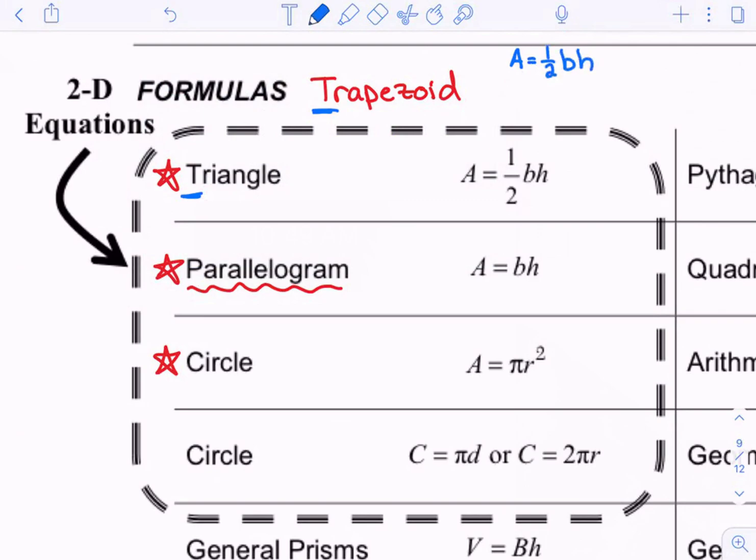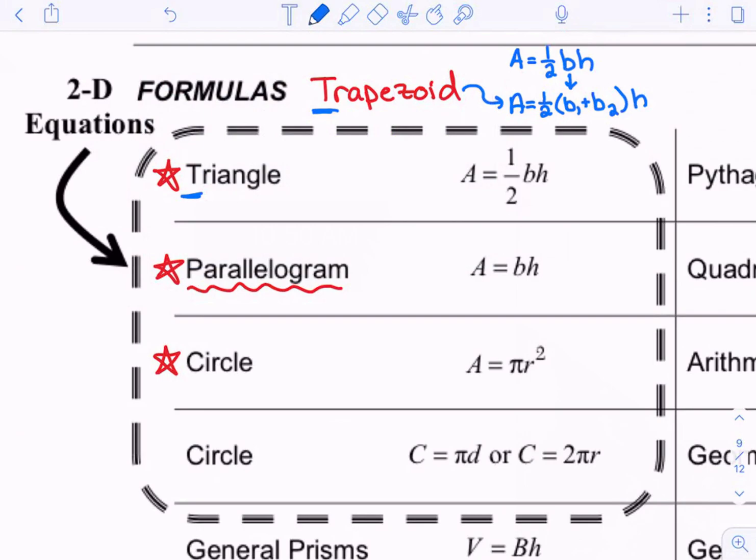In a trapezoid, we have more than one base. In a trapezoid, we've discussed that the 2 parallel sides are base 1 and base 2. So you actually have to add the 2 bases so that you get the formula of the trapezoid. So the formula for the trapezoid is 1/2 base times height, but base is the sum of the 2 bases. You have to add the 2 bases.